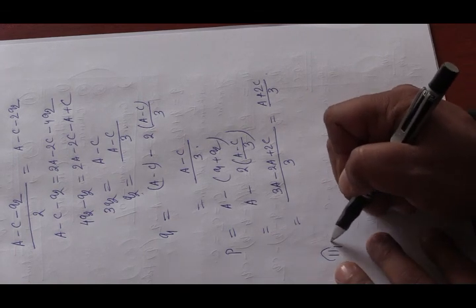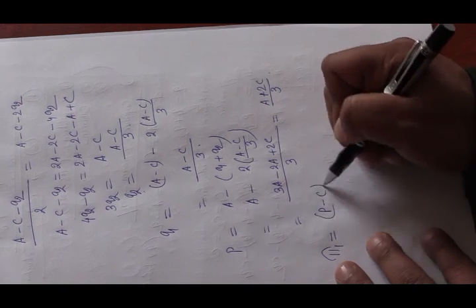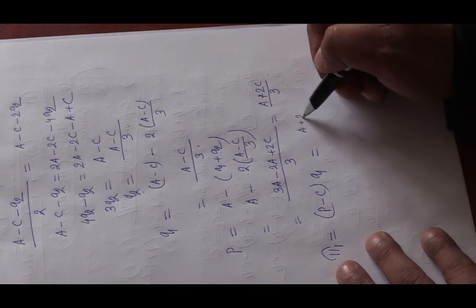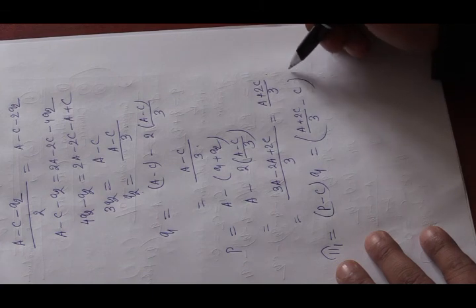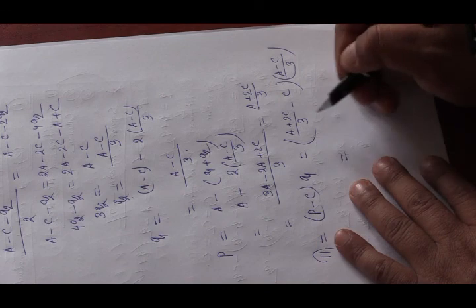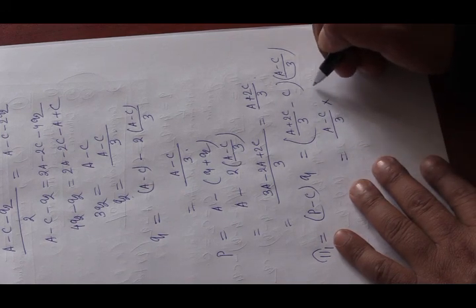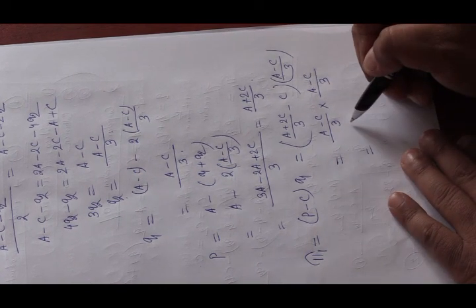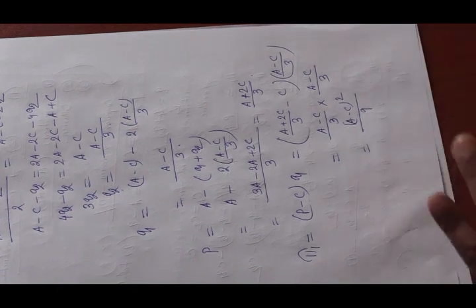So firm 1's profit will be given as (P minus C) multiplied by Q1. So (A plus 2C)/3 minus C, multiplied by (A minus C)/3. So it will be equal to (A minus C)/3 multiplied by (A minus C)/3. So it will be (A minus C) whole square divided by 9.